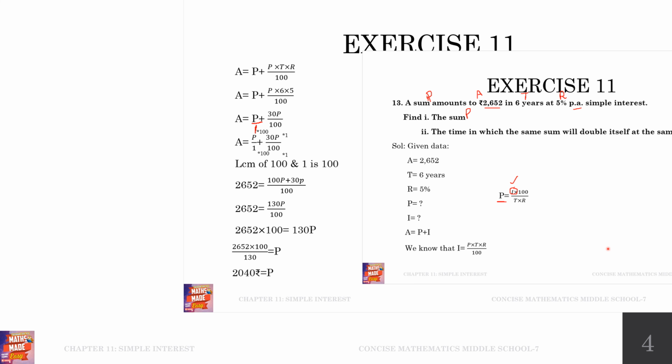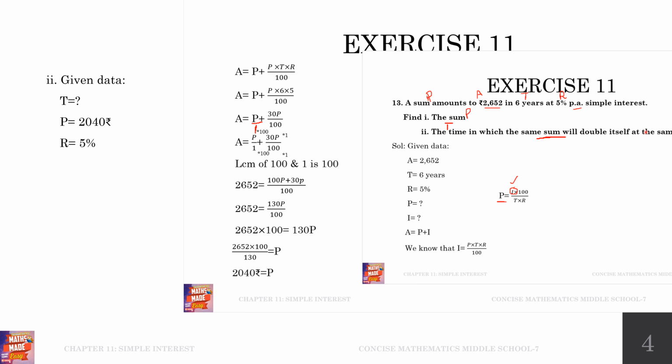So let's write the given data first, children. Time. Here we need to find out the time. What they are saying is in which the same sum will double. Same sum will double. That means principal is 2040, right? We got it over here, and it will double itself at the same interest rate.